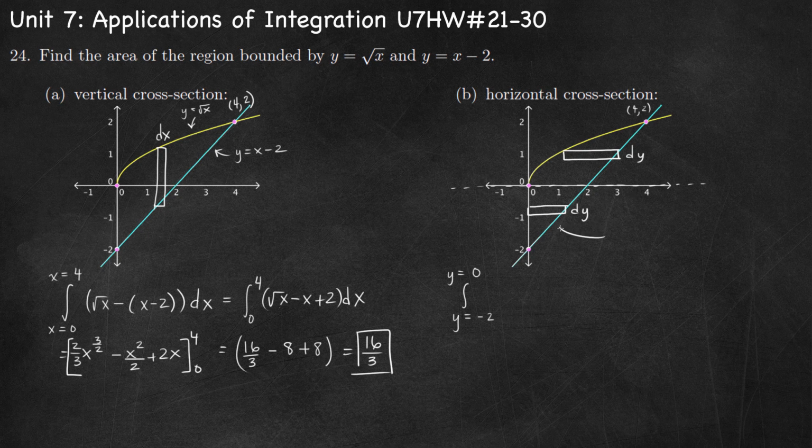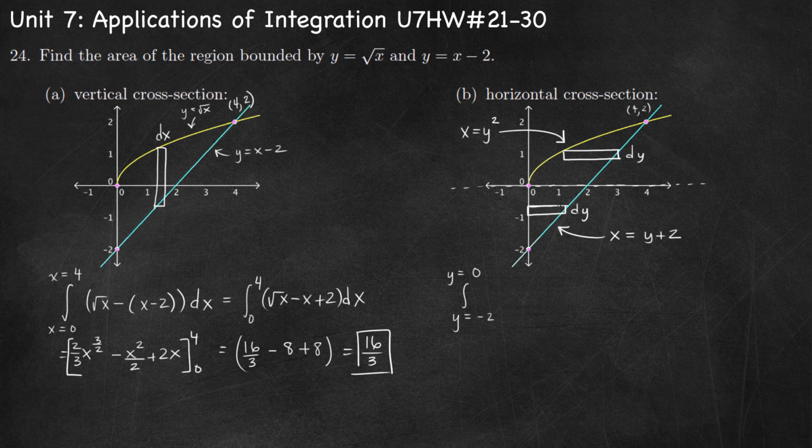Let's do that. On the right, we know from before this is y equals x minus 2, but in a dy problem, we solve our equations for x. So x equals y plus 2. And then this equation over here was y equals square root of x, so we have x equals y squared. Okay, so now we need right minus left.